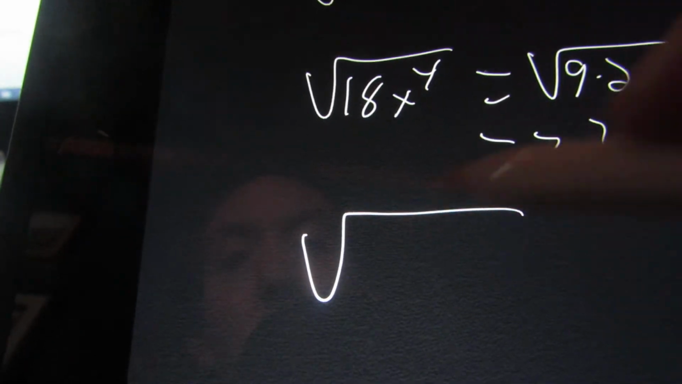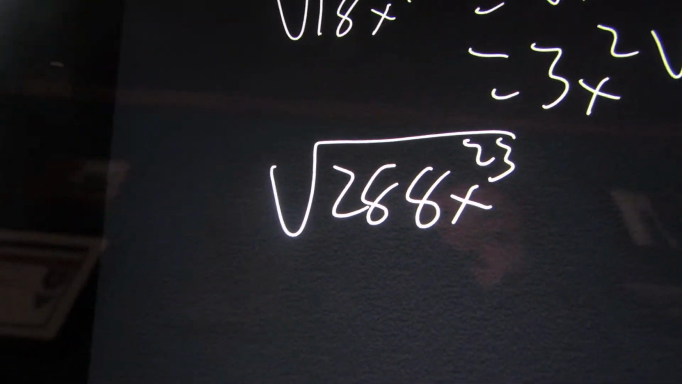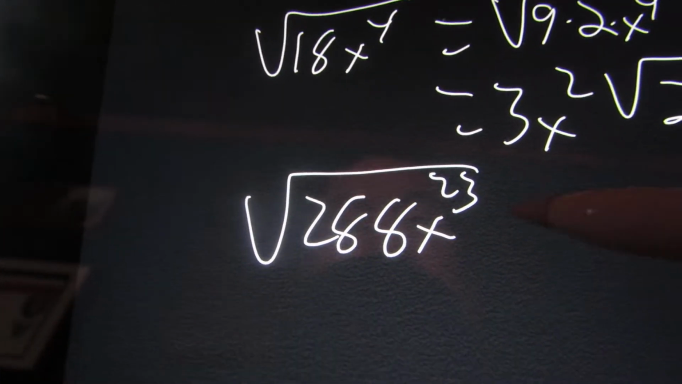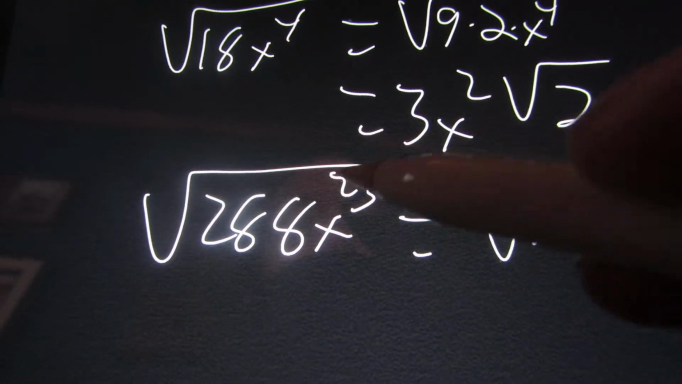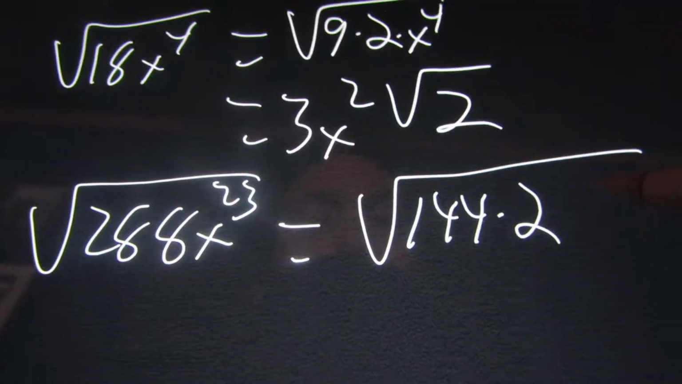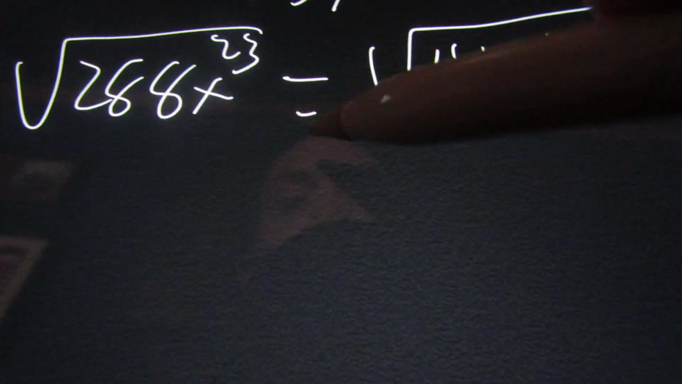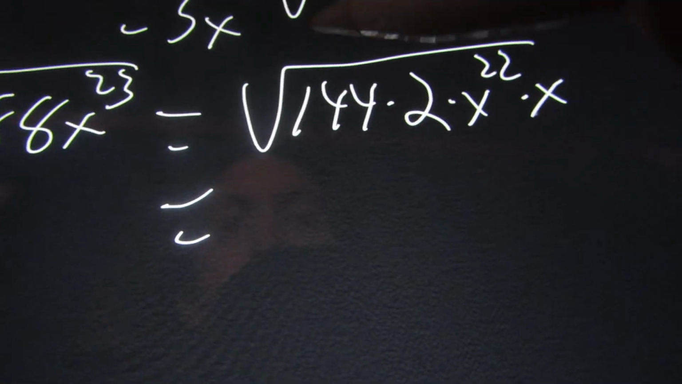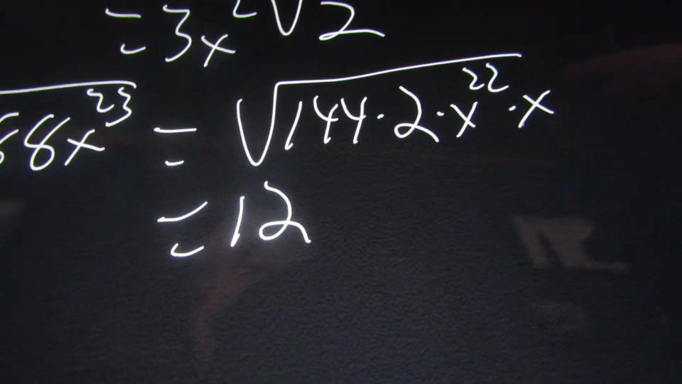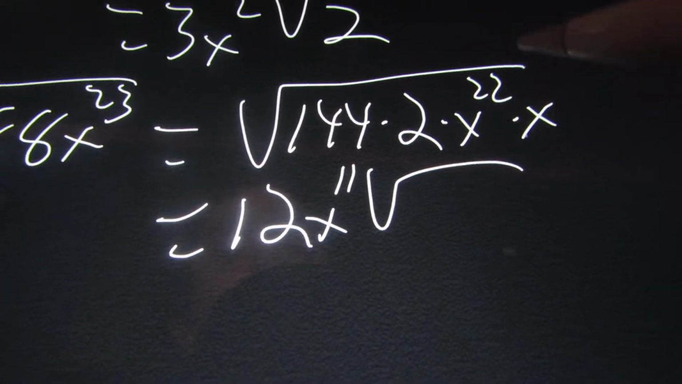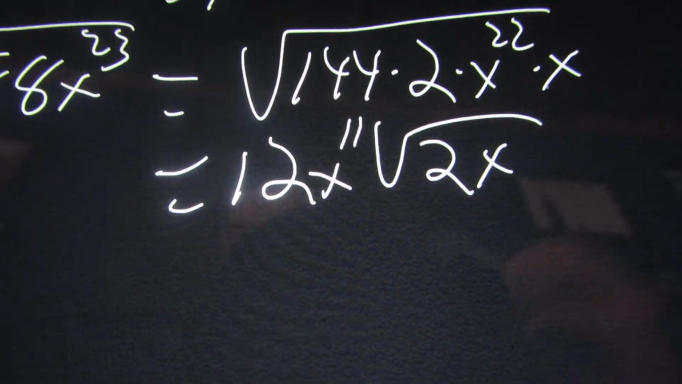But let's say that we have the square root of 288 x to the 23. The biggest perfect square that will go into 288 is 144, and it will go 2 times. So we're going to say 144 times 2. We're going to subtract 1 from 23 to get x to the 22, and we're always going to have just x to the 1. Now, we can take the square root of 144, which is 12. We can take the square root of x to the 22 by dividing 22 by 2 and get x to the 11. And under the radical, we're left with a 2 times x. So this will be our answer for this one.